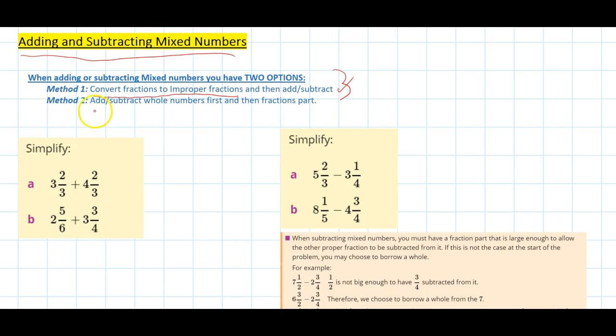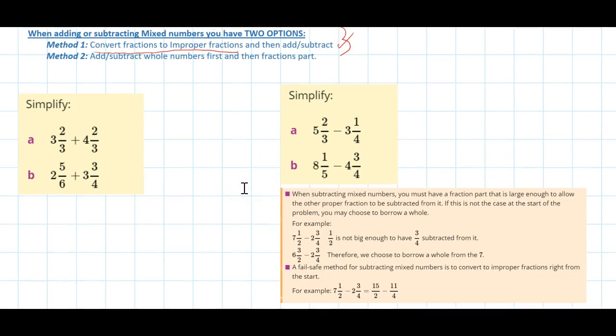Now method 2 is that you can add and subtract whole numbers first and then the fraction part. So you can separate it into a whole number equation and also a fraction part. So we're going to do a couple of examples of these now. I've got two addition and two subtraction questions that we'll explore, and you'll be able to see how that happens.